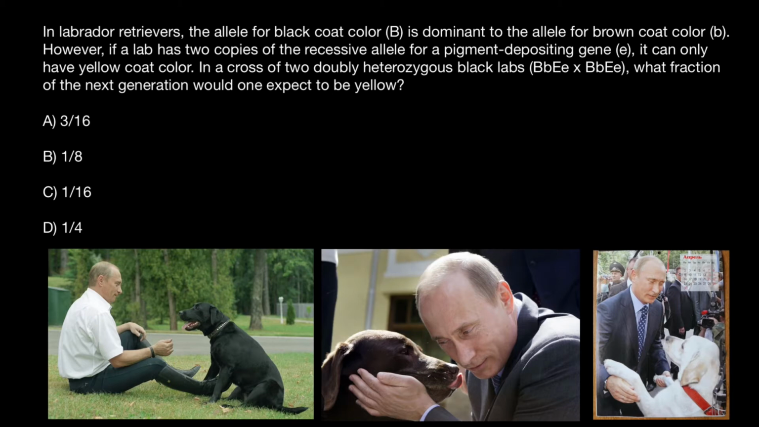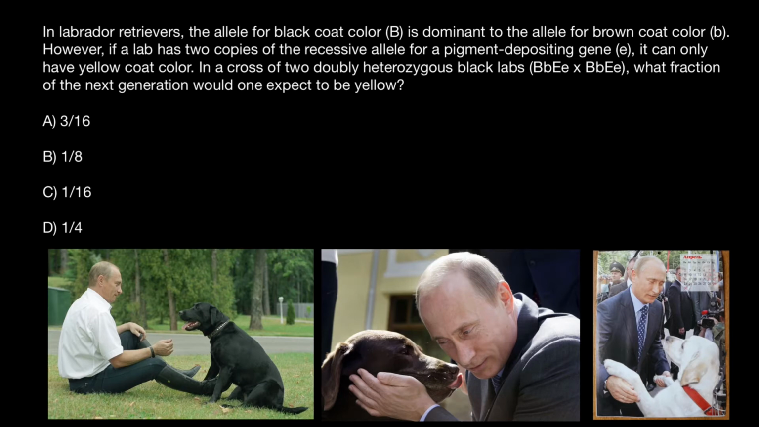In Labrador Retrievers, the allele for black coat color, capital B, is dominant to the allele for brown coat color, recessive allele b. However, if a lab has two copies of the recessive allele for a pigment deposition gene E, it can only have yellow coat color. In a cross of two doubly heterozygous black labs, so here is a genotype, what fraction of the next generation would one expect to be yellow?